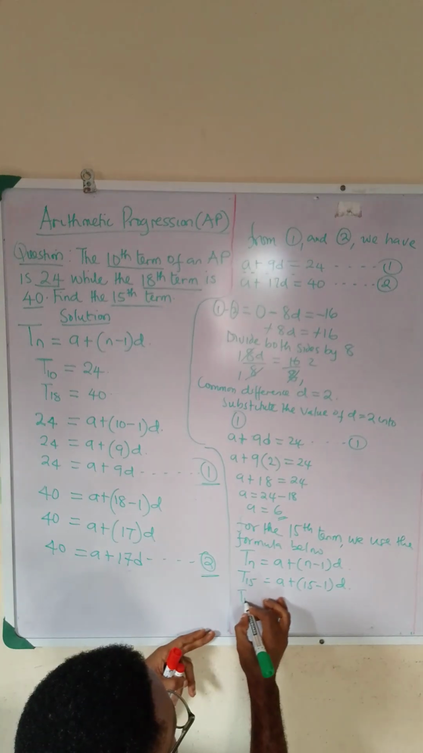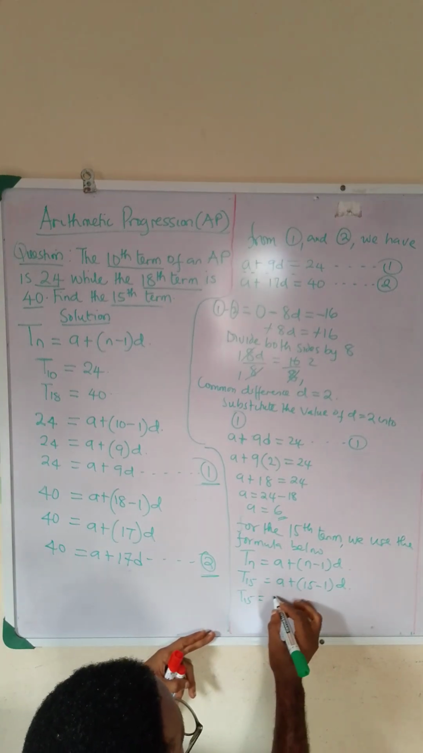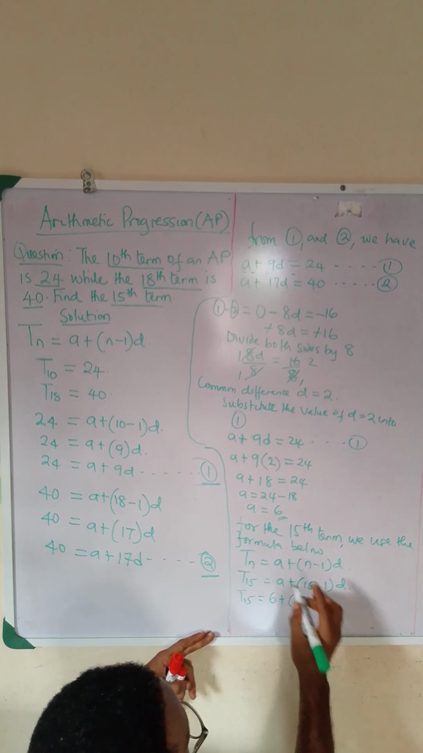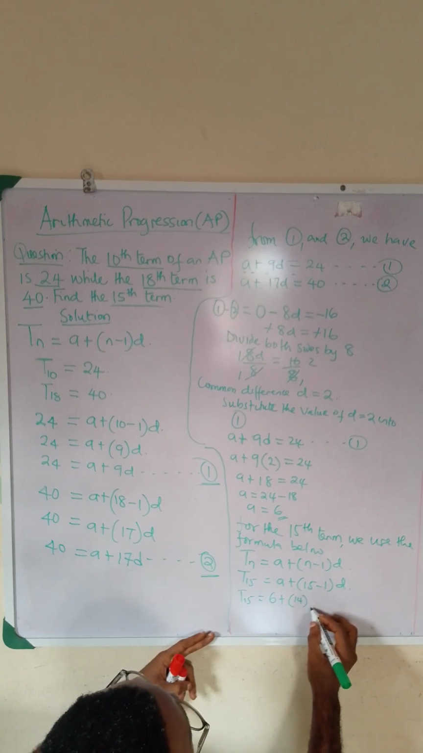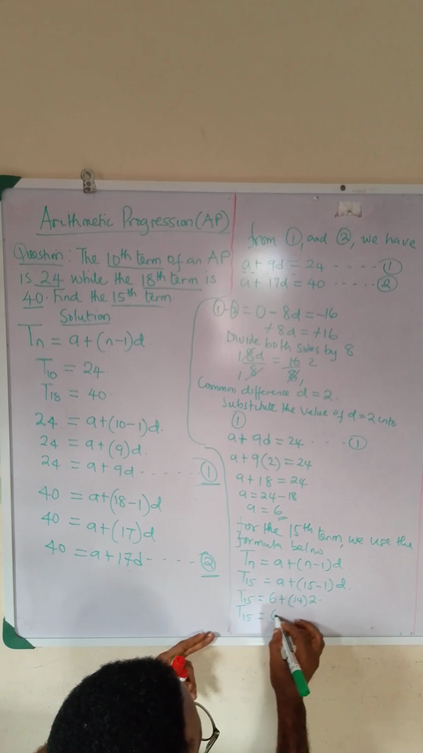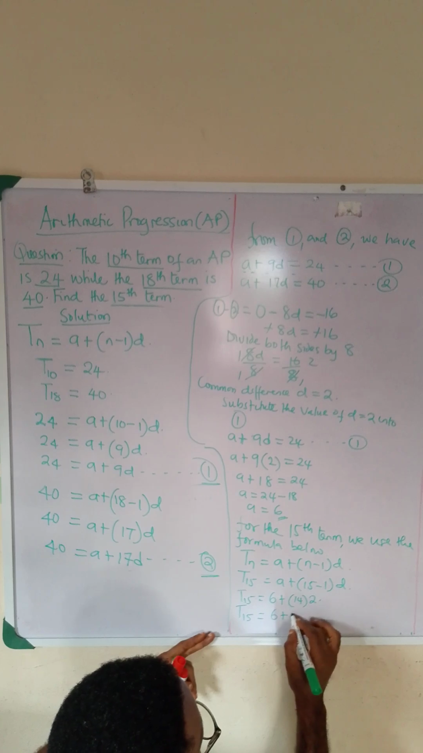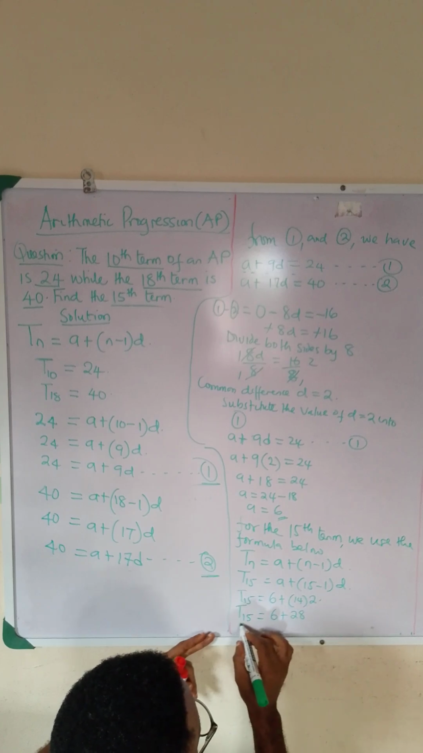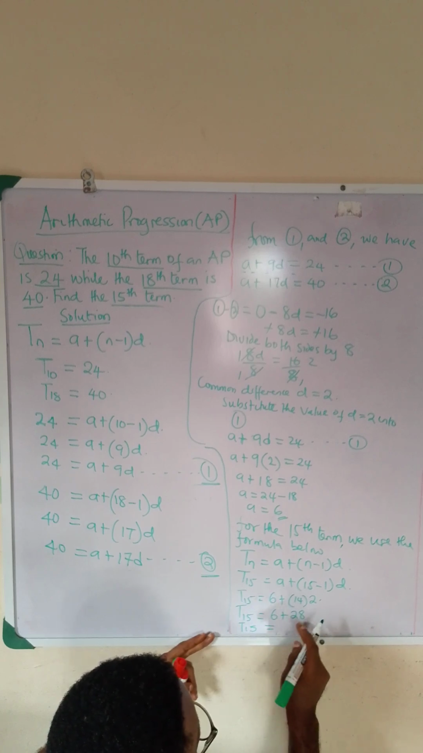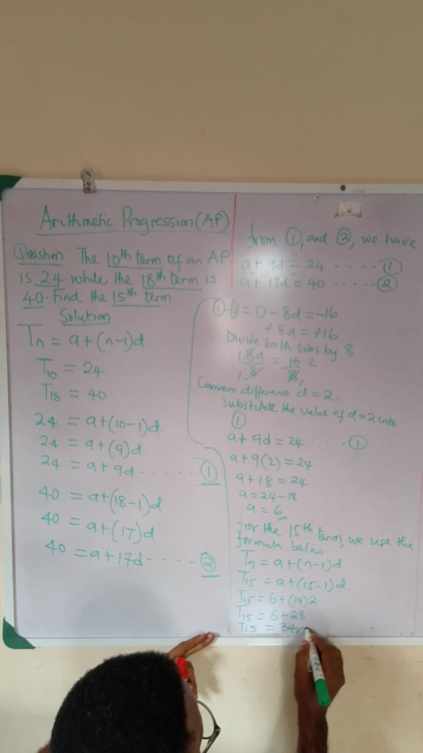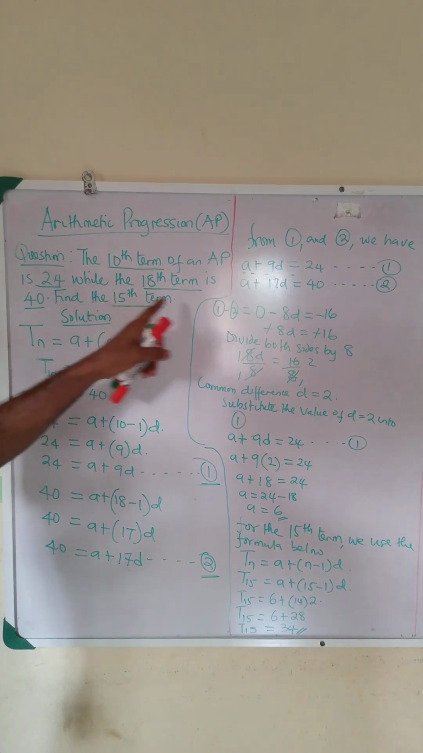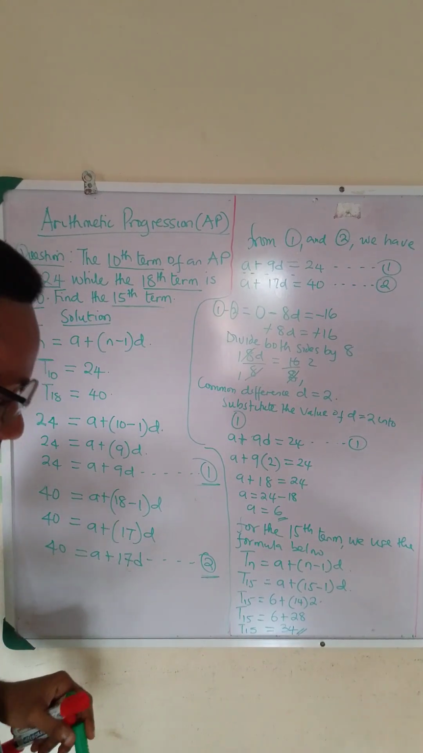So T15 will be equal to, the value of a is 6, plus 15 minus 1 will give us 14, times the value of d. The value of d is 2. So this will be T15 equal to 6 plus 14 times 2, which is 28. So T15 here will be equal to 6 plus 28, which is 34. So what this implies is that the 15th term of this arithmetic progression is 34.